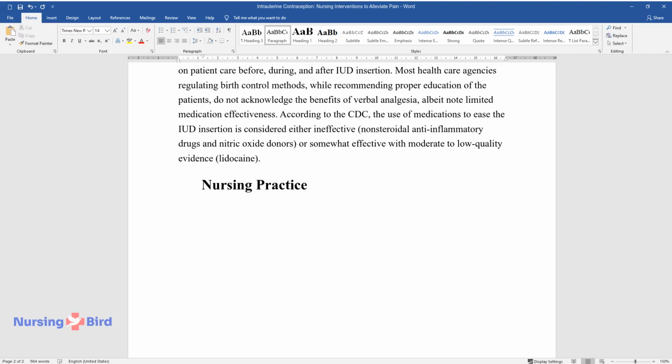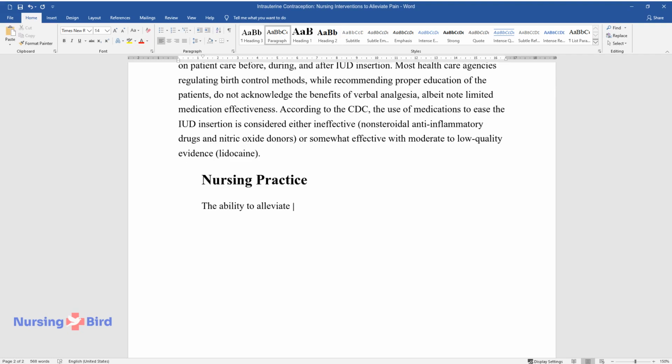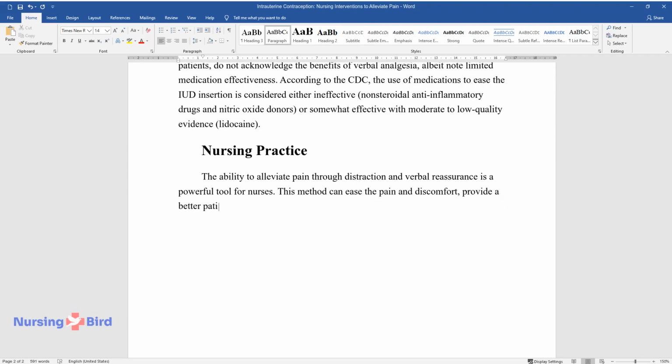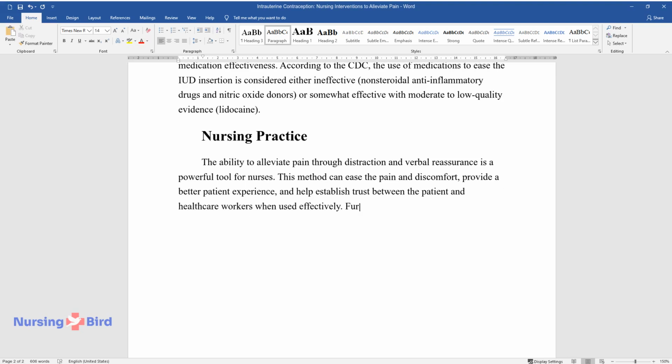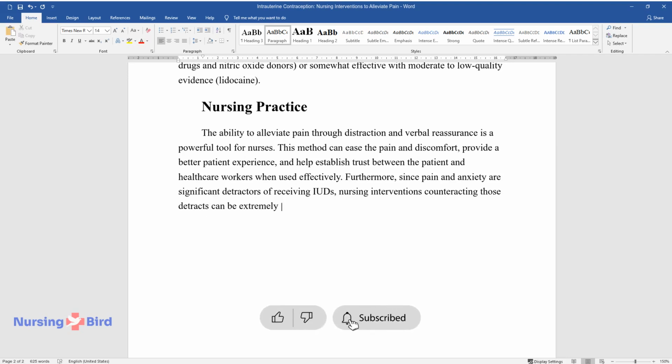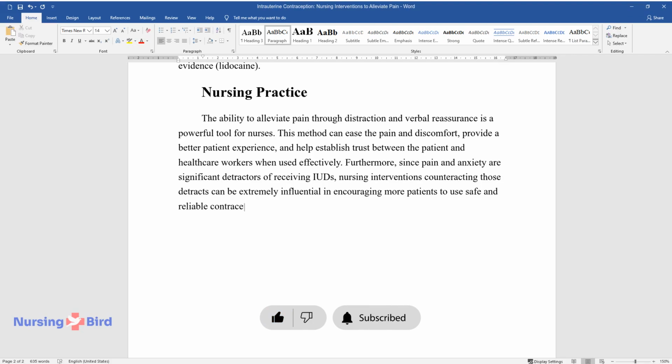Nursing practice. The ability to alleviate pain through distraction and verbal reassurance is a powerful tool for nurses. This method can ease the pain and discomfort, provide a better patient experience, and help establish trust between the patient and healthcare workers when used effectively. Furthermore, since pain and anxiety are significant detractors of receiving IUDs, nursing interventions counteracting those detractors can be extremely influential in encouraging more patients to use safe and reliable contraceptive devices.